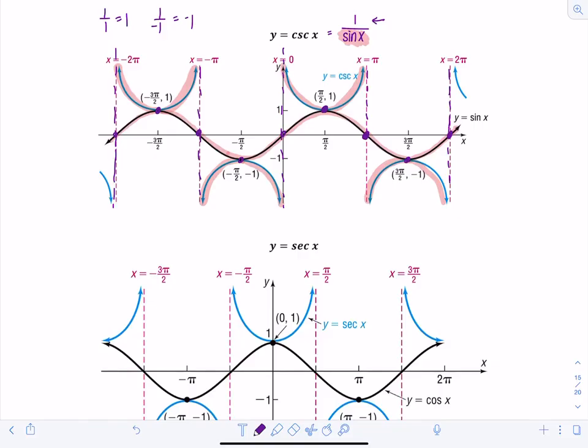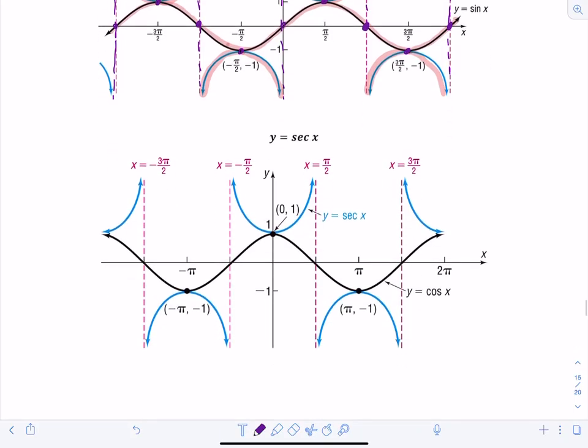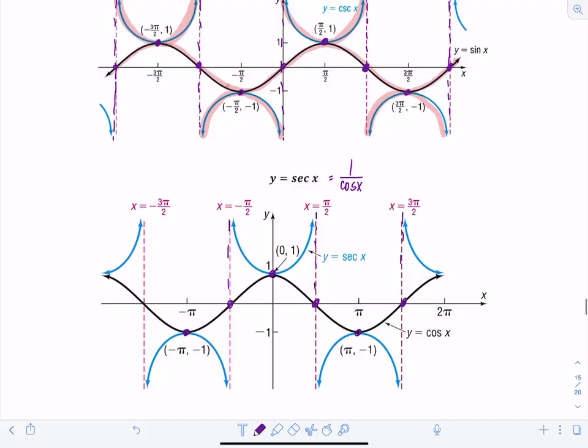And then secant x, very similar process. Just remember secant x is 1 over cosine x. So everywhere cosine x has a 0, the graph of secant x will have an asymptote. And then they also share in common all the max and min values, okay? For both of these, the period is 2 pi, because think about it. They're based off of the graph of sine and cosine, and the period for those two graphs are 2 pi. So that's why secant and cosecant also have a period of 2 pi.